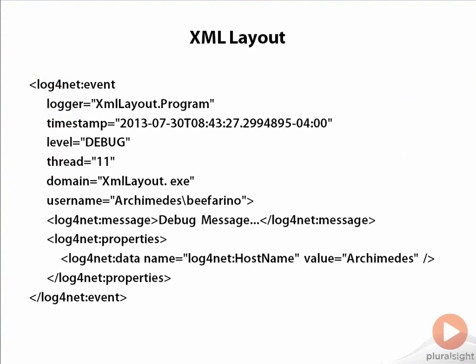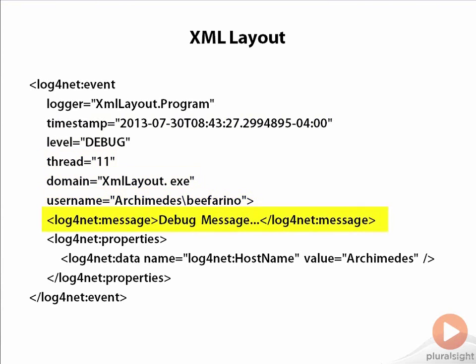Each log event will be translated by the XML layout into an event XML element. Each attribute on this element represents one of the properties from the log event that was raised. These include the name of the logger that generated the event, the timestamp of the event, the severity level, the thread name or identifier on which the event was raised, the name of the app domain, and the identity of the user that's running the application that generated the logging event.